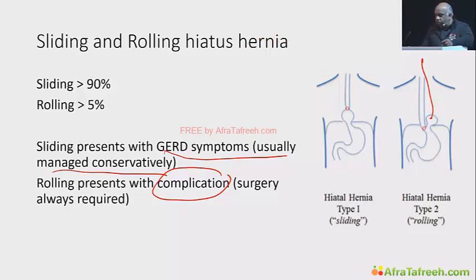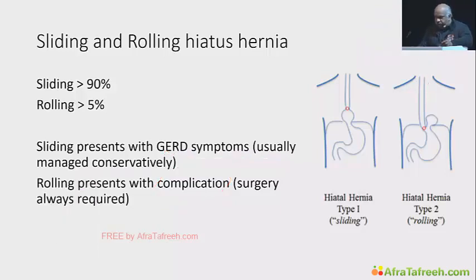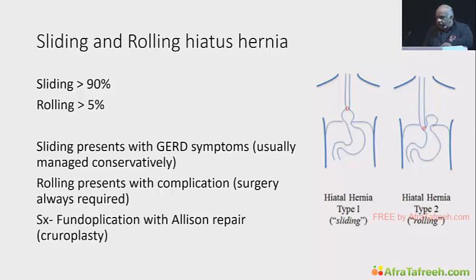So here also we call them Cameron ulcer, C-A-M-E-R-O-N. I'm finding it difficult to write with this pen on this surface, a very smooth and vertical surface. C-A-M-E-R-O-N, Cameron ulcer. Cameron ulcer is the ulcer of the fundus in rolling hiatus hernia. In rolling hiatus hernia, the complications are much higher, so we always do surgery. What surgery? The same as we do for reflux, fundoplication and pleuroplasty, Allison repair.